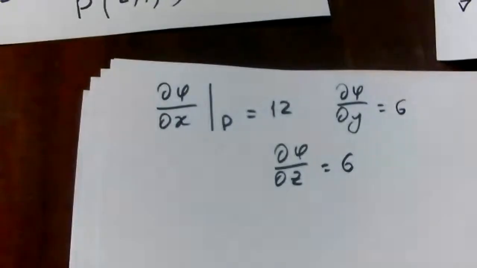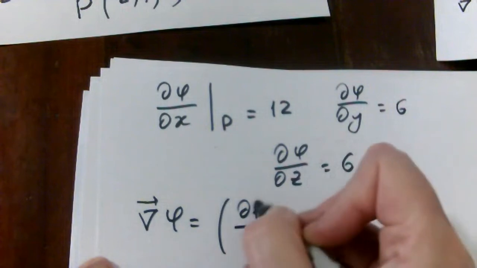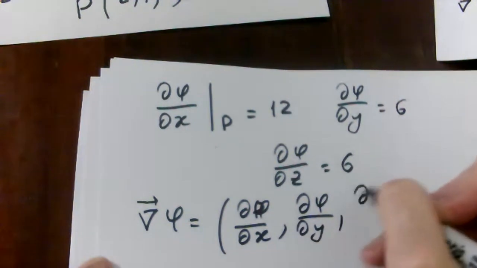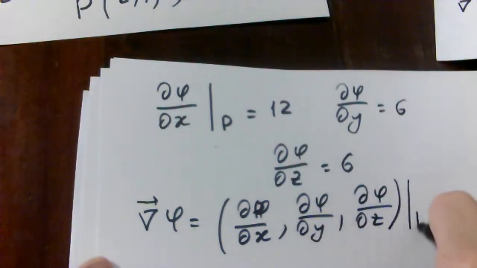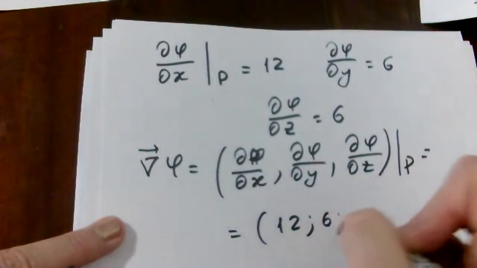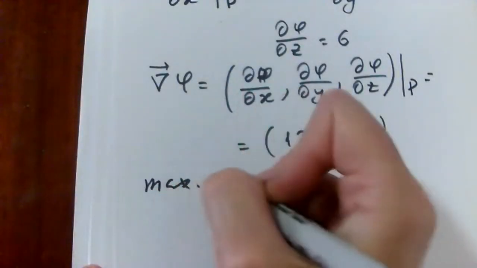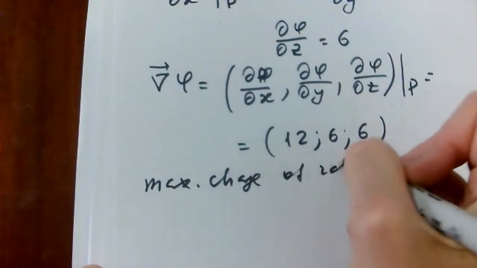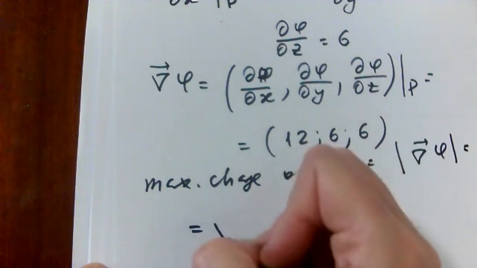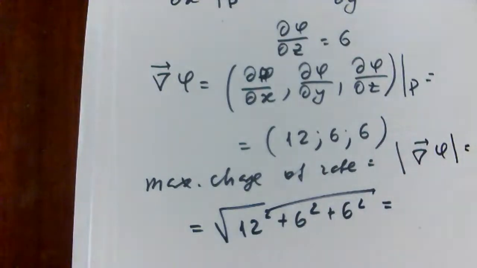So finally, we have our gradient. Let me remind you of the formula again: nabla phi is d phi over dx, d phi over dy, d phi over dz at our point P, of course. And we already have these numbers. This is 12, 6, 6. That's it. And now the maximum rate of change is equal to the length of this vector, nabla phi, which is the square root of 12 squared plus 6 squared plus 6 squared. I'm too lazy to calculate it.